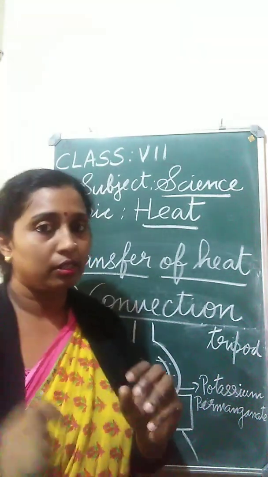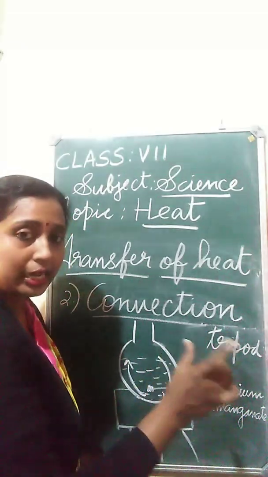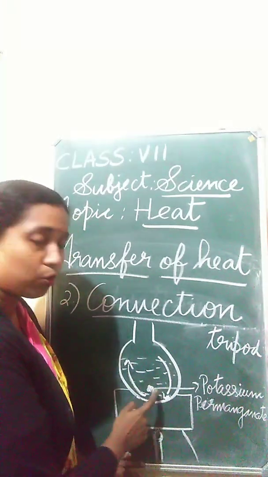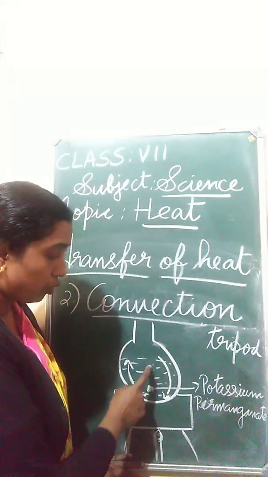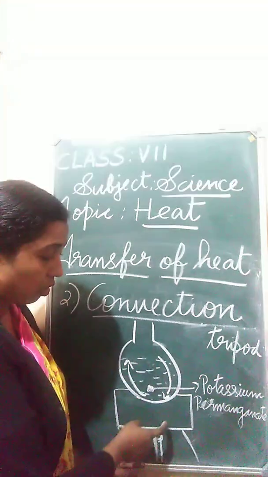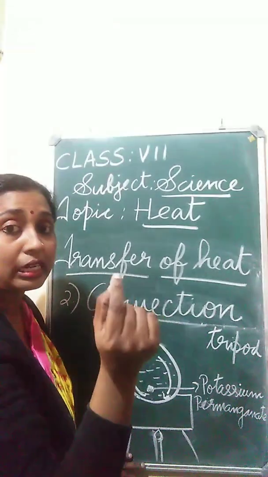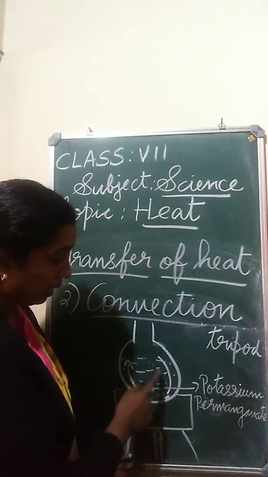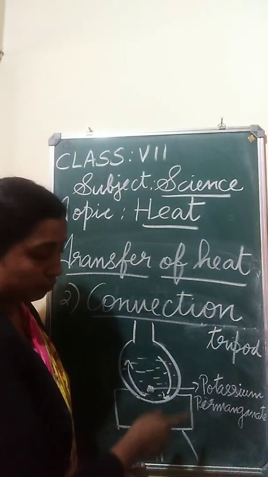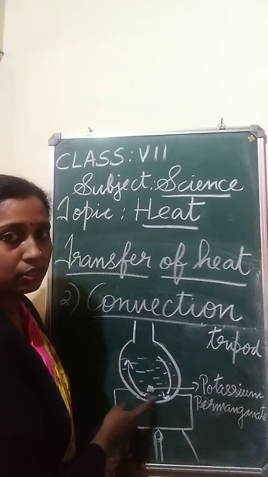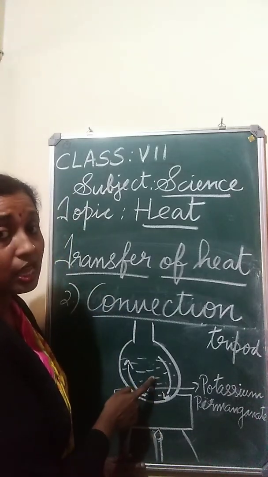So understood, children? I'll tell you once more. You have to take a round bottom flask. You have to fill it with water. And after that you have to place this flask on a tripod. And after that you have to put some crystals of potassium permanganate into this water. And after that you have to heat this flask, using a burner.